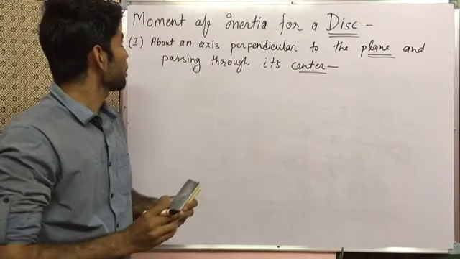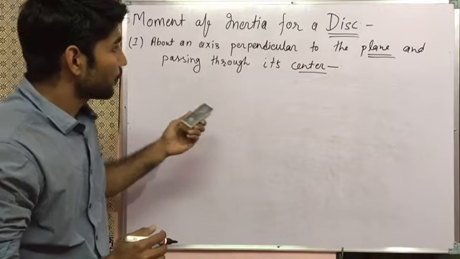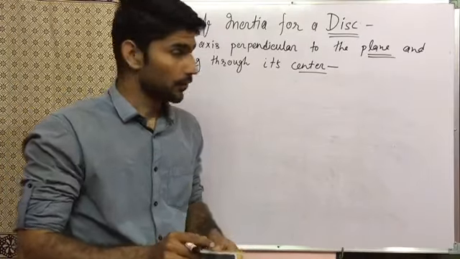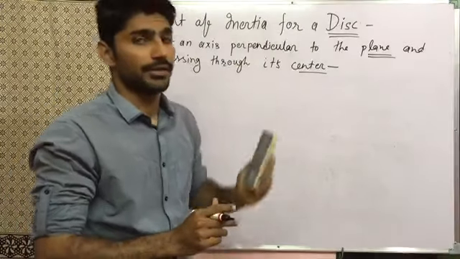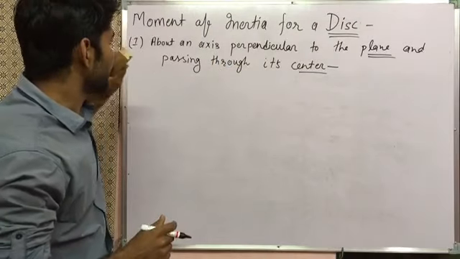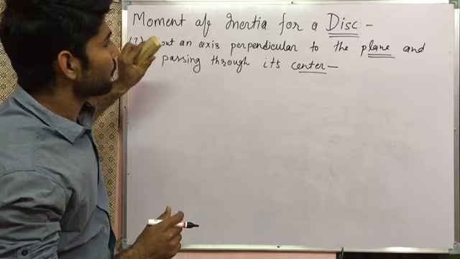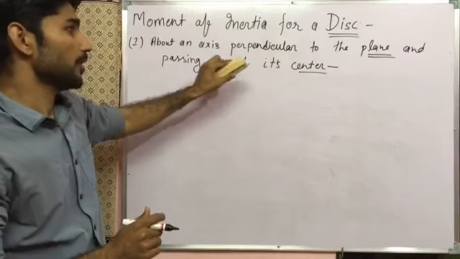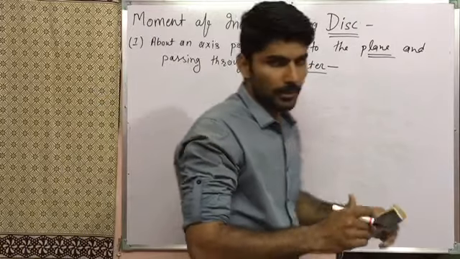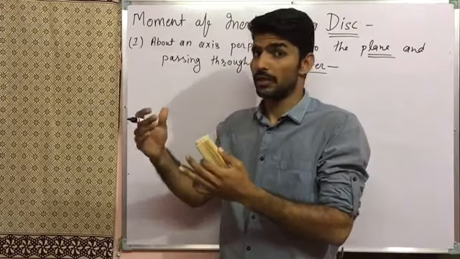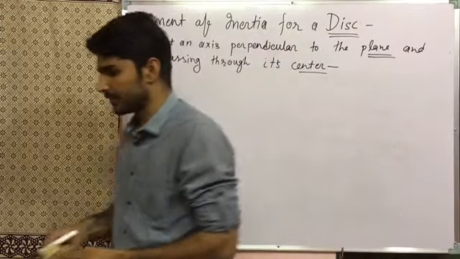In the previous video, we discussed the moment of inertia for a ring, and in this video, we will discuss and derive the formula for the moment of inertia for a disk. First, we take the moment of inertia for a disk about an axis perpendicular to the plane and passing through its center. But before that, we will go through the difference between a ring and a disk.